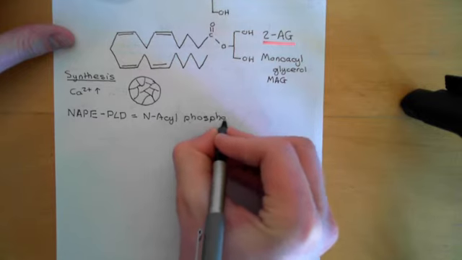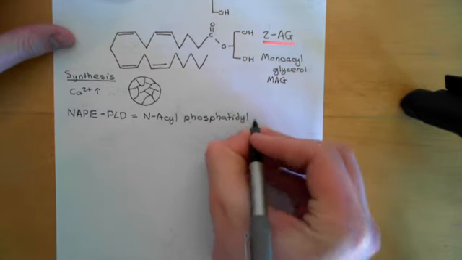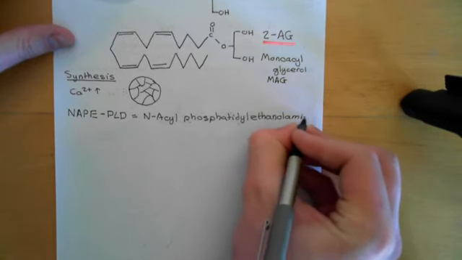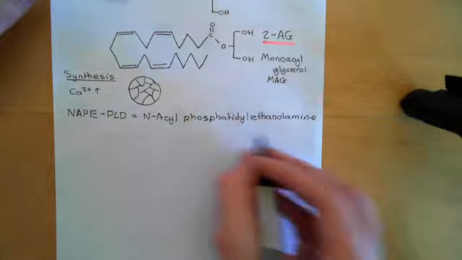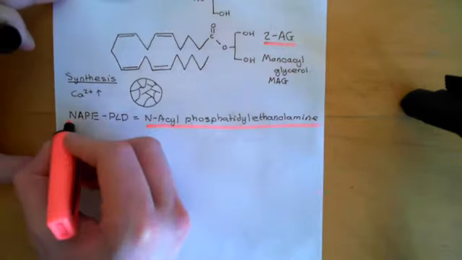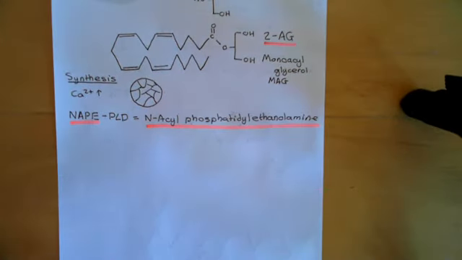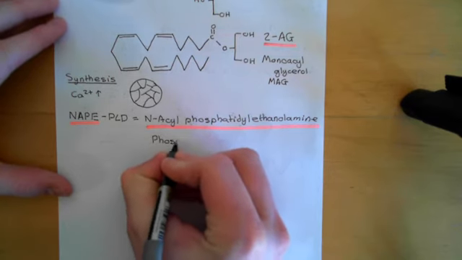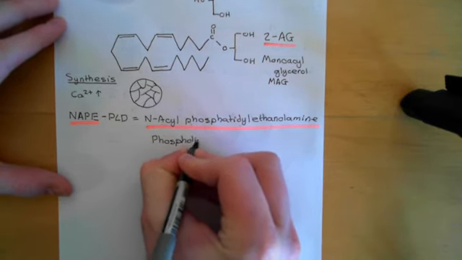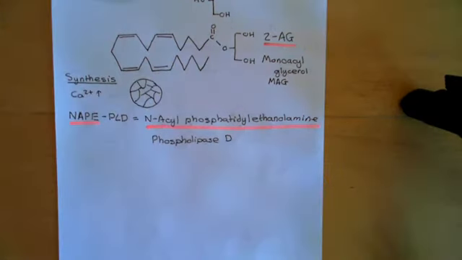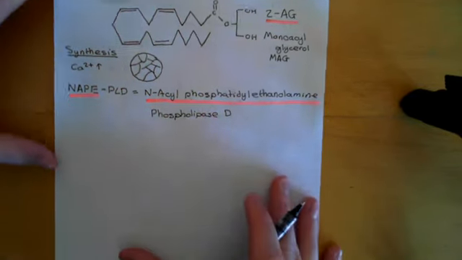So this is phosphatidyl ethanolamine, and once again, I'll talk you through this name in a moment. Ethanolamine. So that's the PE. So that's overall now the whole of the NAPE portion, N-acyl phosphatidyl ethanolamine. And then the PLD stands for phospholipase D. So basically this is an enzyme that is activated by calcium, that is usually attached to the membrane of the cell.